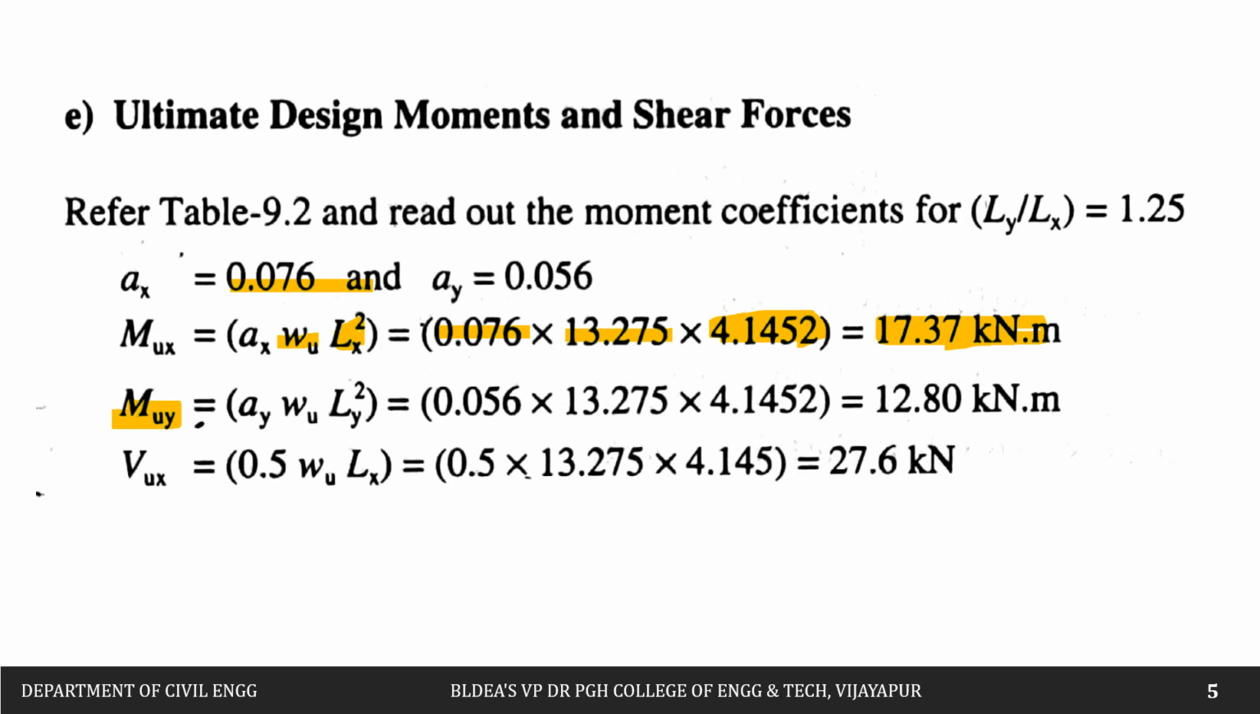Then next is Muy, that will be equal to alpha y into w into lx square. So 0.056 we have, 13.275 multiplied by 4.145 squared. We'll get the answer as 12.8 kilonewton meter. Then next is shear, which will be equal to wl by 2, that is 1 divided by 2 means it will be 0.5. We have wu is 13.275, lx is 4.145. So we'll get the answer as 27.6 kilonewton.